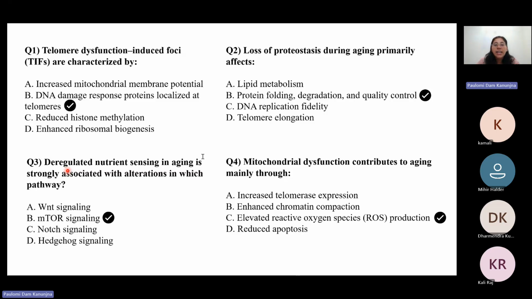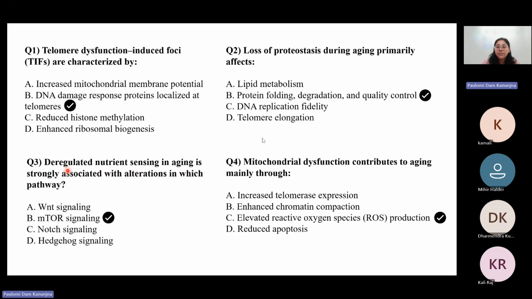Next one, deregulated nutrient sensing in aging is strongly associated with alteration in which pathway? I had mentioned the MTOR pathway. MTOR pathway is an important pathway for cell growth, proliferation, and survival, even protein synthesis. So that pathway is affected the most during deregulated nutrient sensing.